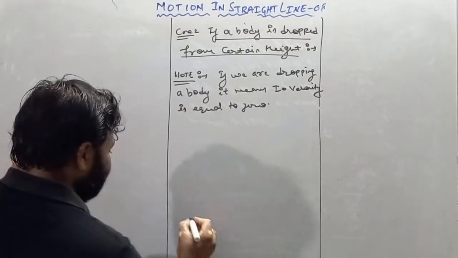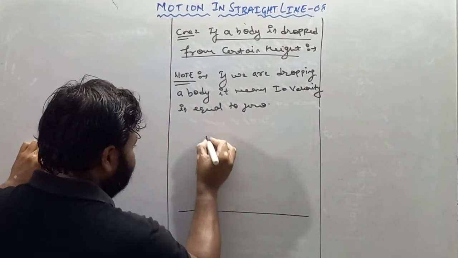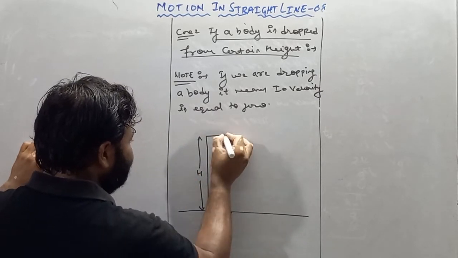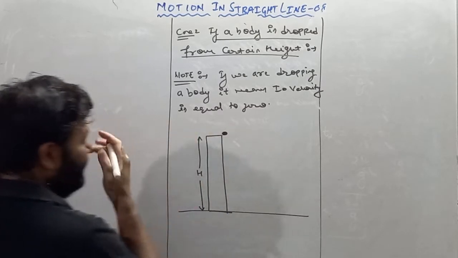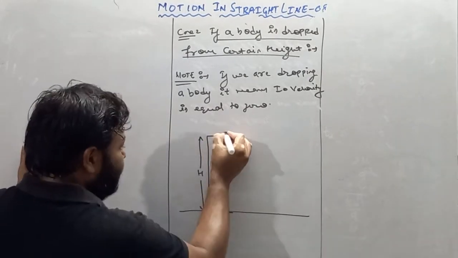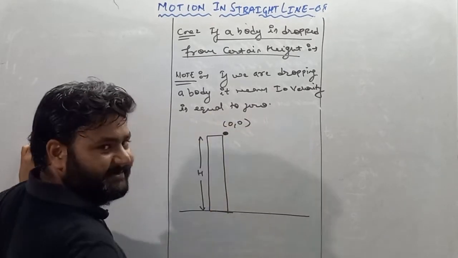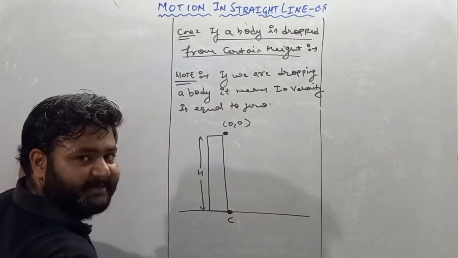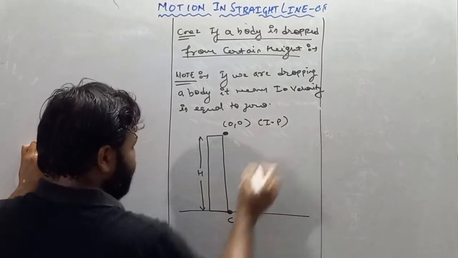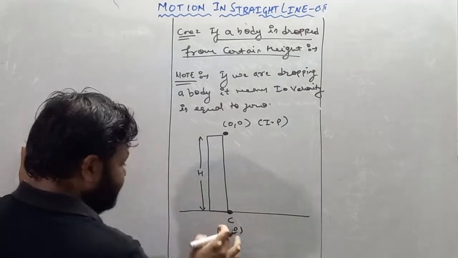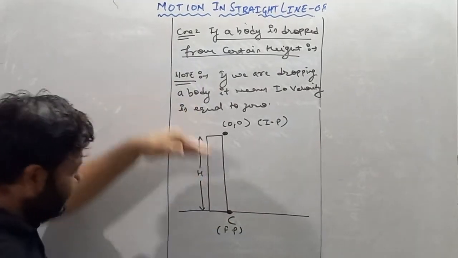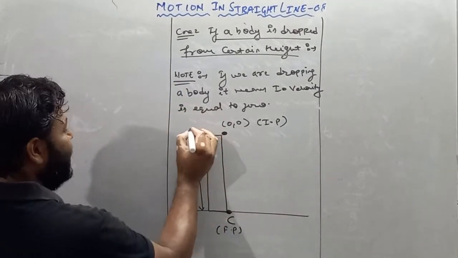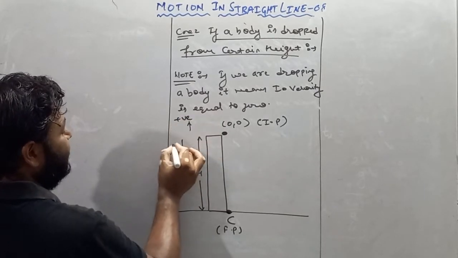Now see, my dear student, let's suppose we have a building like this. Let's suppose the height of the building is h, and this is the point from where we are dropping a body. For us, this point is the origin, and this point is the final point. This is our initial point and this is our final point. Remember this thing. So the direction of motion is on the negative side, my dear student, because this is the y-axis, and above the y-axis we know the value is positive, and below the y-axis it is negative.